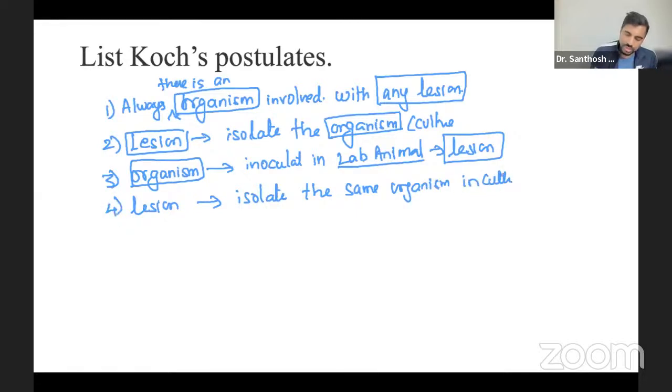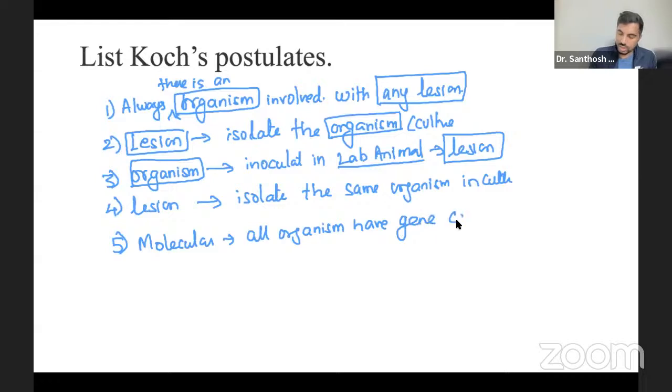This is the four. The fifth one is basically molecular, meaning all organisms have genes that cause the disease.